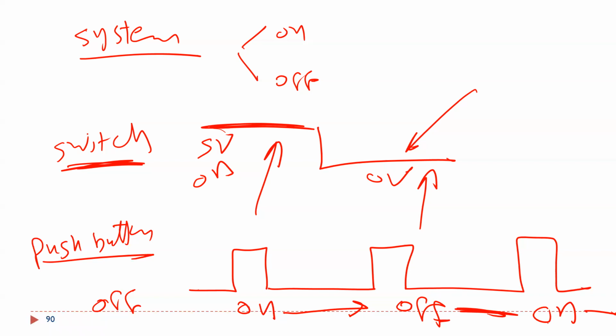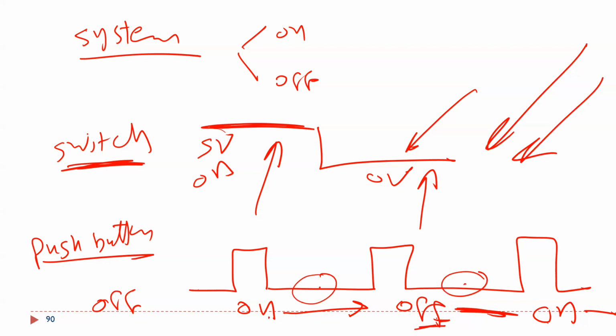So this time, I should not rely on the voltage. This is a different case from here. Here, if I want to know if the system should be on or off, I'm just going to measure the voltage and see if it's 5 volts. Here, I should not do that, because here I have 0 but the system is on. Here I have 0, but the system is off. What I'm saying is, you should not rely on the voltage. So what should I do in this case?